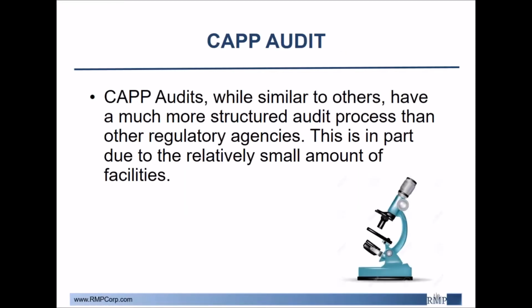The one that I wanted to focus on today, though, which isn't necessarily a specific element, but where CAPP really stands apart from these other organizations, is the way that they conduct their audits. They're a little bit more of a structured audit process than you'd see from the other regulatory agencies. This is due partly because of the amount of facilities in Nevada compared to some other states like California and Texas. The amount of facilities there are on the lower side. This allows for the CAPP auditors to look at all of the facilities a little bit more closely.